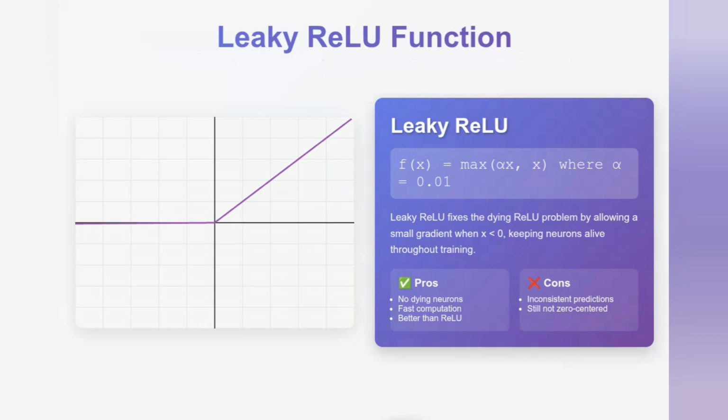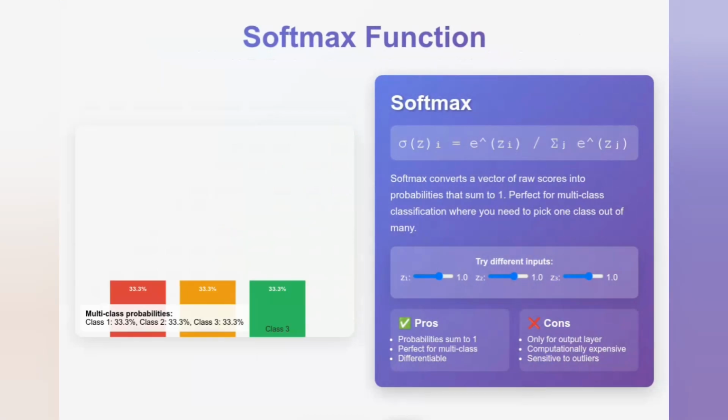Instead of outputting a strict 0 for negative inputs, it allows a small non-zero gradient, typically 0.01x. So the formula is f of x equals max of alpha x, x, where alpha is a small constant like 0.01. This ensures that even for negative inputs, there's still a tiny bit of gradient flow, keeping neurons alive and preventing them from dying during training. It maintains the computational efficiency of ReLU while mitigating its main drawback, often leading to better performance in some scenarios.